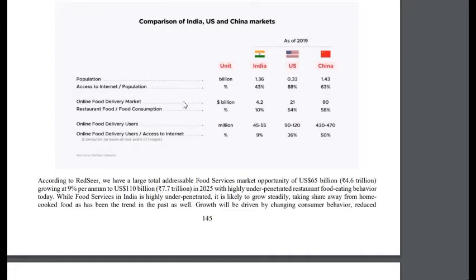So these are certain interesting charts in terms of internet usage and so on. So what you can see, the potential of the Indian market is very high. I mean, the future looks bright in terms of internet usage. And obviously, if a country uses more internet, then it is highly likely that they will use Zomato. So right now, if you see, we have 43% access to internet population, whereas in developed markets you see more, China and US. And if you see, food restaurant consumption is 10% only in India.